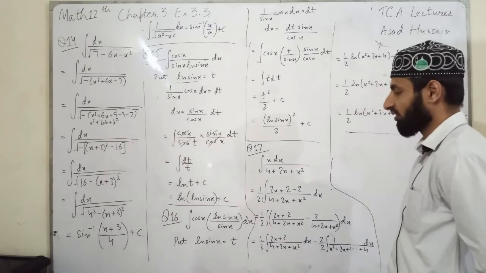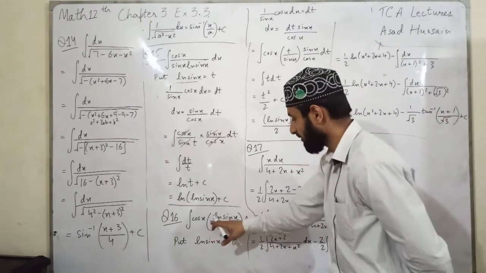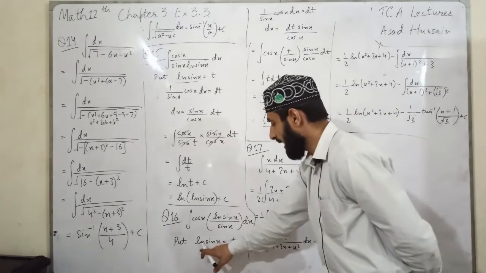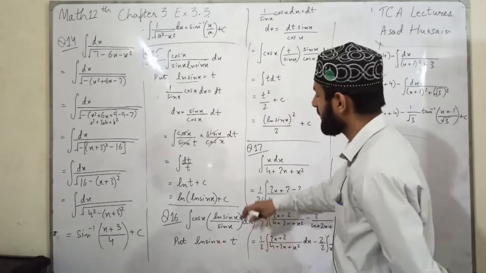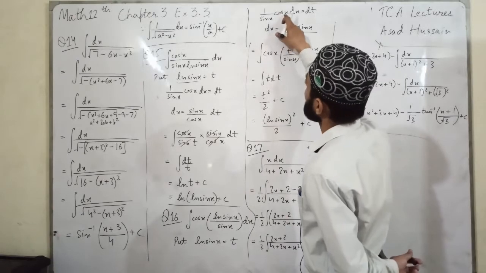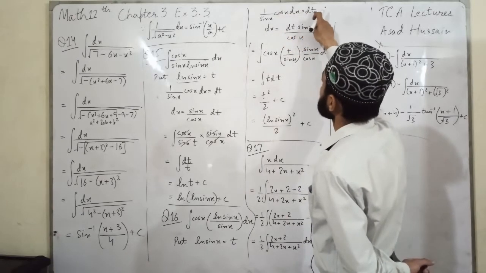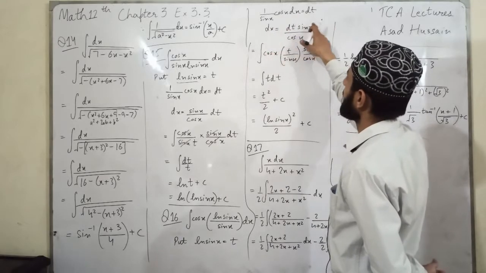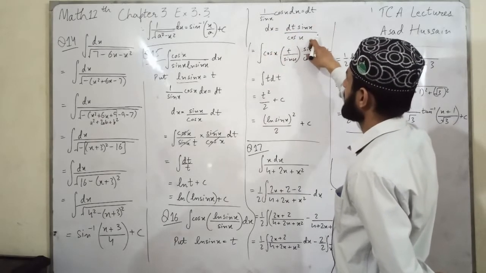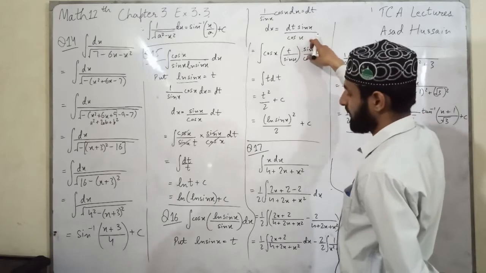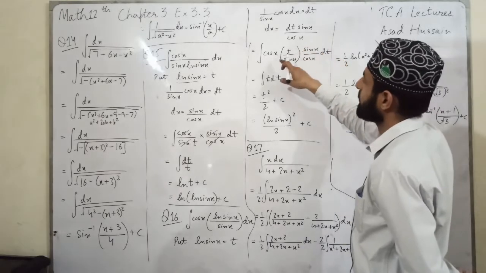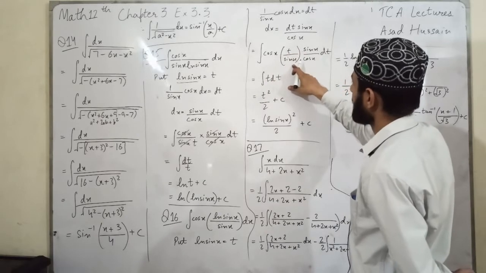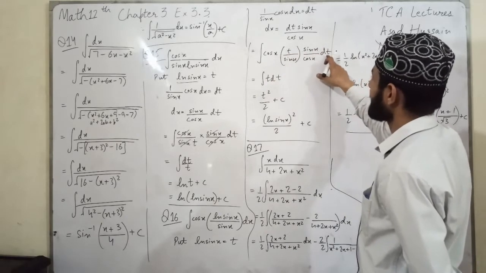Moving on to question number 16, which is integral cos x into ln sin x over sin x into dx. Putting ln sin x is equal to t, taking differential on both sides, we get 1 over sin x cos x dx equal to dt. Finding the value of dx, we get dx is equal to dt sin x over cos x. Putting the value of dx and ln sin x in the question, we get integral cos x over sin x into sin x over cos x dt.